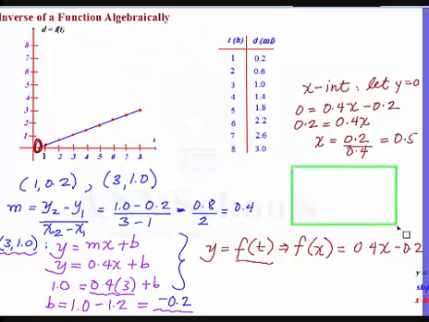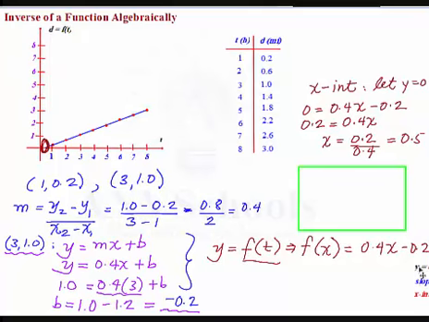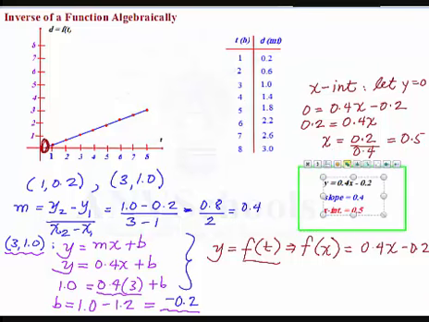So again, in summary, we have this. Our equation is y is equal to 0.4x minus 0.2. Our slope is equal to 0.4, and our x-intercept is equal to 0.5.